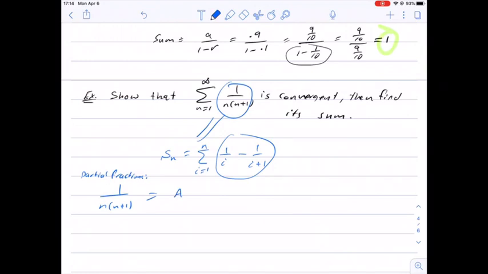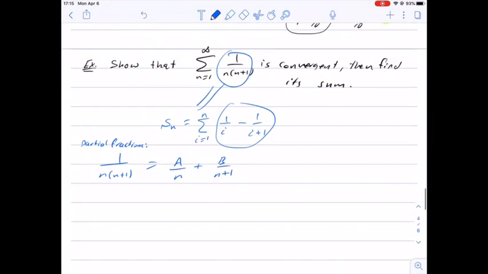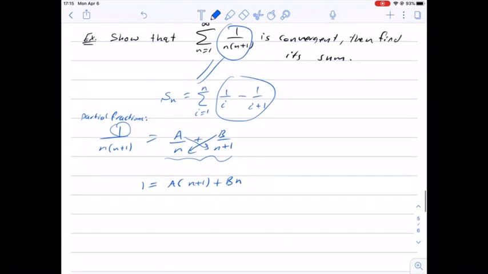We want to split the denominator into two fractions. So a over n plus b over n plus 1. Now we need to find a and b. So we try to get a common denominator here. So 1, the numerator of the left-hand side fraction, is equal to a times n plus 1 plus b times n.